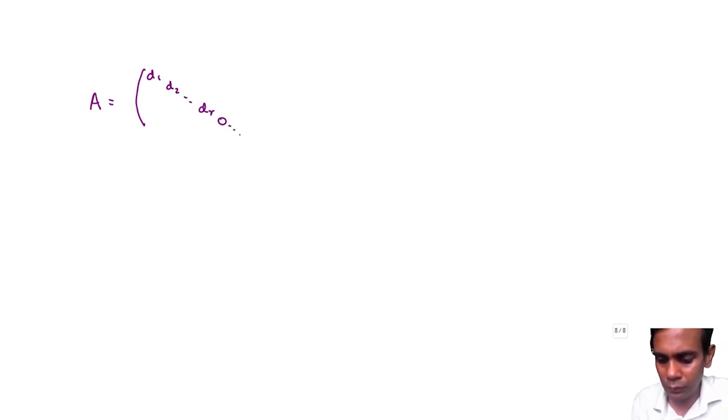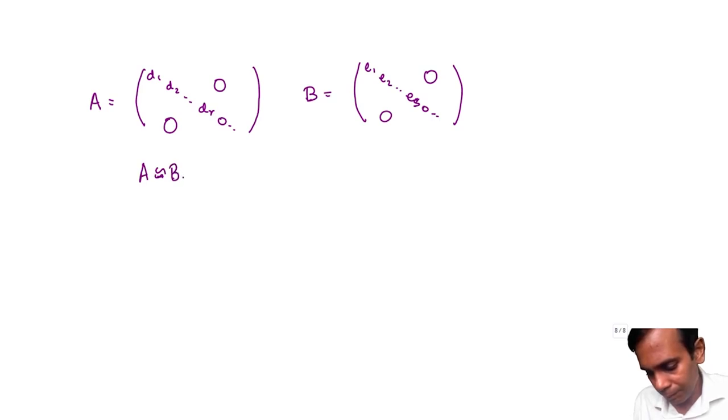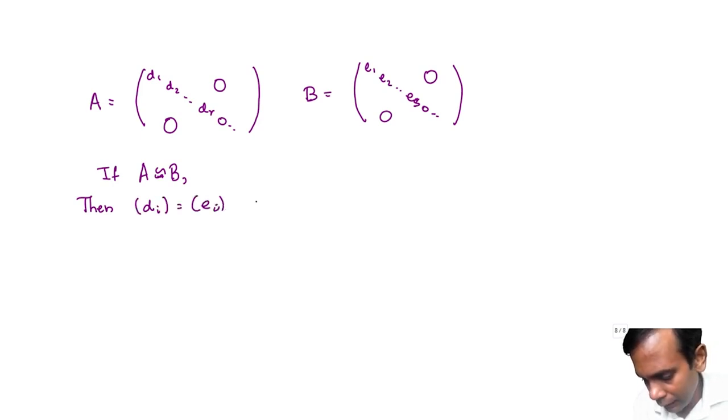Let us now address the uniqueness of the Smith canonical form. Suppose I have two matrices. The first is A, D1, D2, Dr, 0, 0, 0, and B is E1, E2, Es, 0, 0, 0. And suppose I know that A is equivalent to B, then I want to show that the ideal generated by Di is equal to the ideal generated by Ei for i equals 1 to r, and r is actually equal to s.